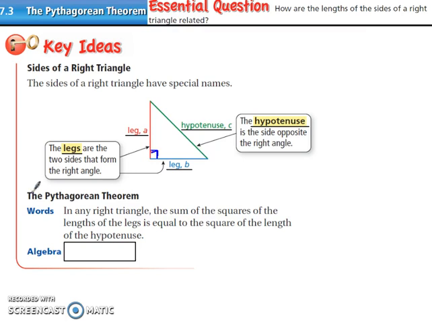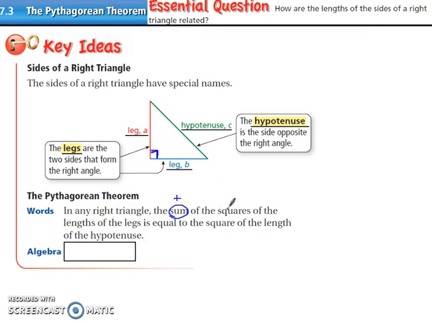Second key idea is our Pythagorean theorem. In words, the Pythagorean theorem says, in any right triangle, the sum of the squares of the lengths of the legs is equal to the square of the length of the hypotenuse. Here's what that is saying. The sum means we are going to be adding.